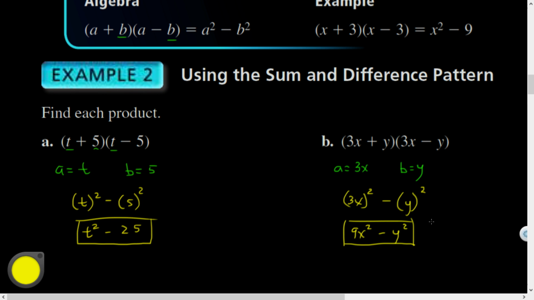And eventually, once you're really, really good with this pattern, you'll be able to just spot these a mile away, and you'll be so fast. But right now, I need you to show your work, and this is what your work looks like. Label A and B, plug it in, and then simplify.